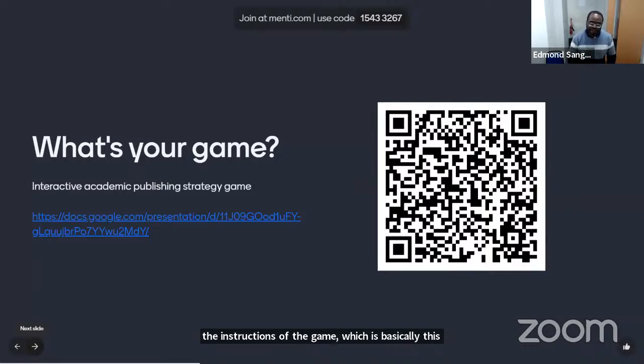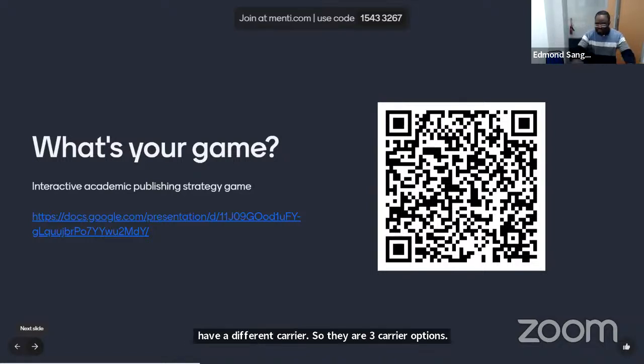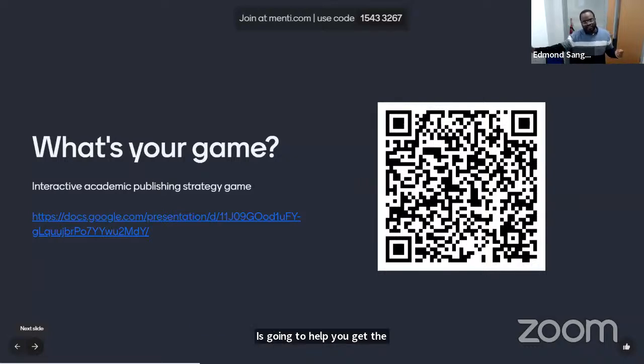who's a PhD student and planning about publishing so that they can have a different career. So there are 3 career options. They can focus in academia, they can go to industry, or they can go to government, right? Those are the 3 choices that they have. But now we want to see if the publishing strategy that this individual is using is going to help him get the job that they want, right?